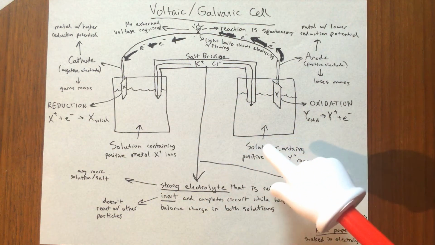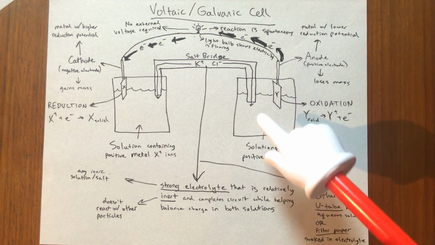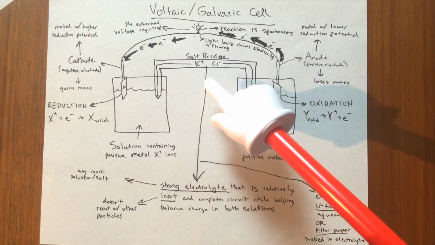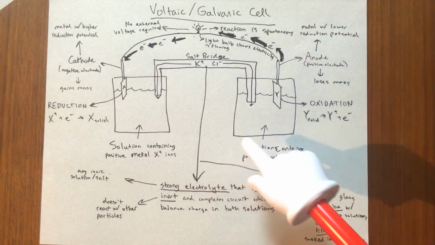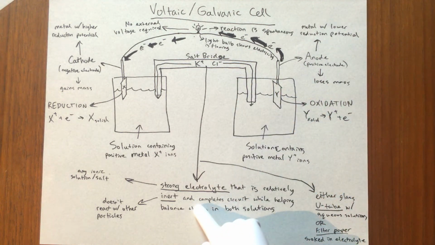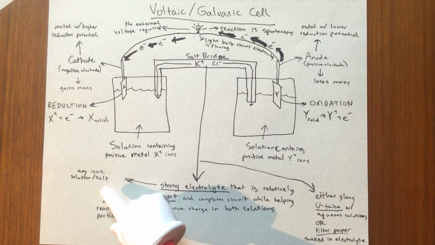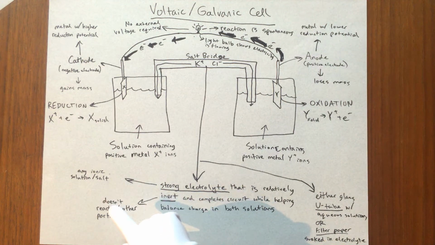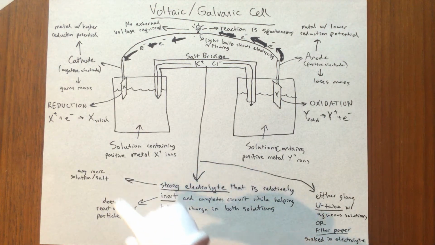So what we need to do to connect this circuit and keep the charges all balanced is have this salt bridge in the middle. I have it as KCl, potassium chloride, because that's a very common salt bridge. KCl is a good salt bridge because it's a strong electrolyte. That just means that it's a good conductor of electricity. That's an ionic solution or salt. Salt, ionic substance, basically same thing.